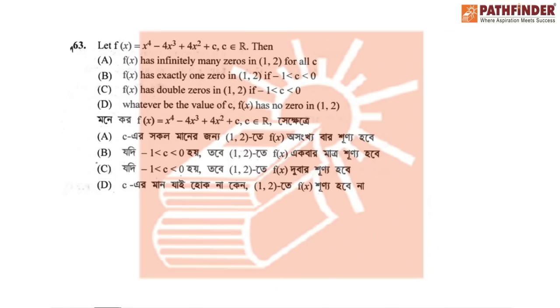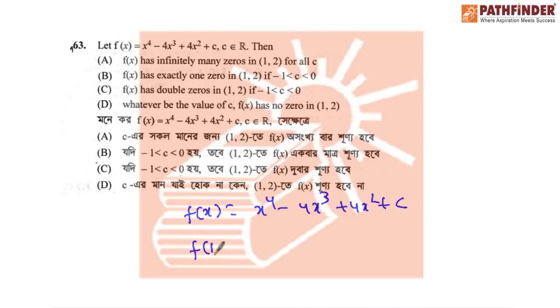Question number 63. Given that f of x equal to x to the power 4 minus 4x cube plus 4x square plus c. We don't need f dash x here, we have to see the number of roots between 1 and 2.